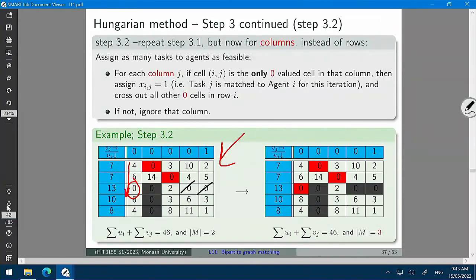What about the second column? Second column is already assigned. Third column is already assigned. Fourth has no other zero. Fifth has no other zero. So when I do steps 3.1 and 3.2, I have 3 assignments. Okay. Now, in principle, do you see that all the zeros have either been assigned or scratched out?